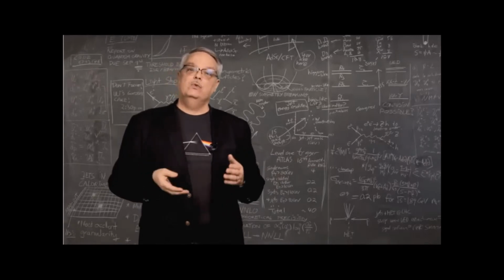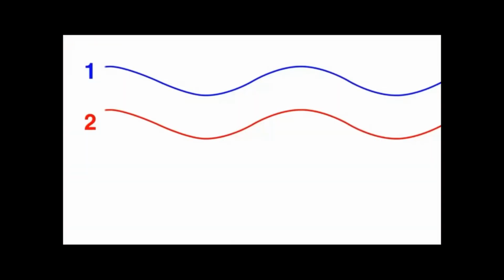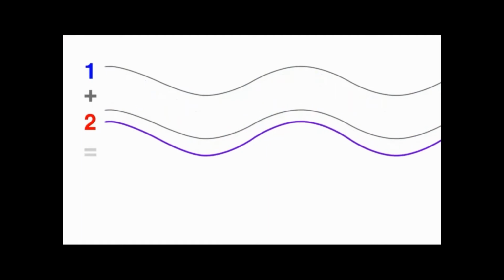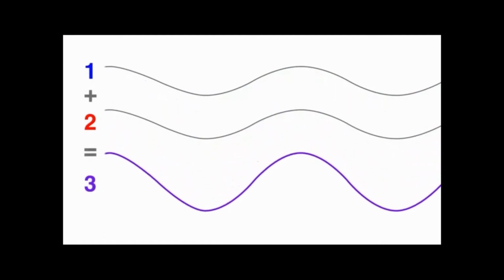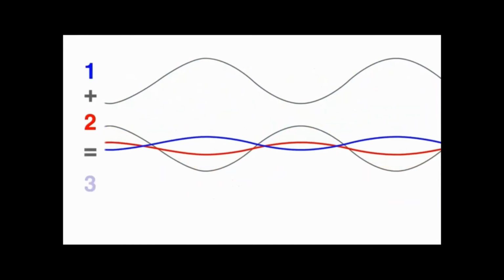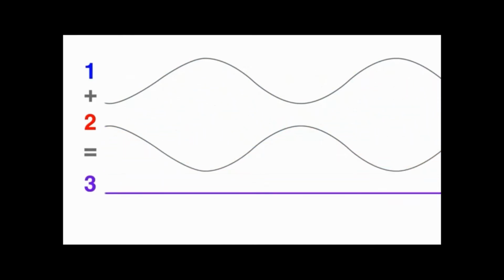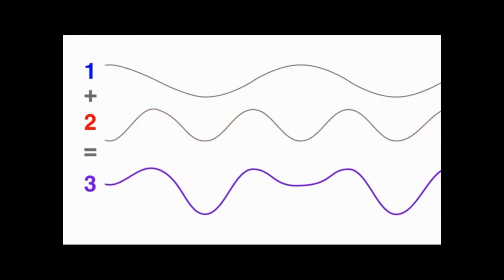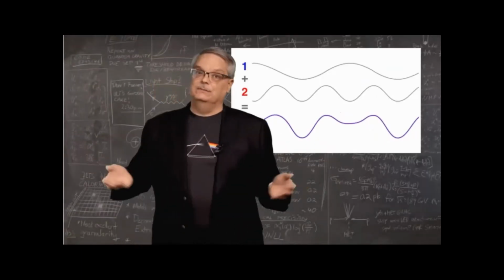You just take the height of the two waves and add them together. If the two waves are lined up so the peaks are at the same place, the result is a single wave with a higher peak. If the waves are lined up so a peak corresponds to a trough, then the two waves cancel. And if one wave has a different wavelength than the other, you end up with a funny looking shape. That's just how it works.